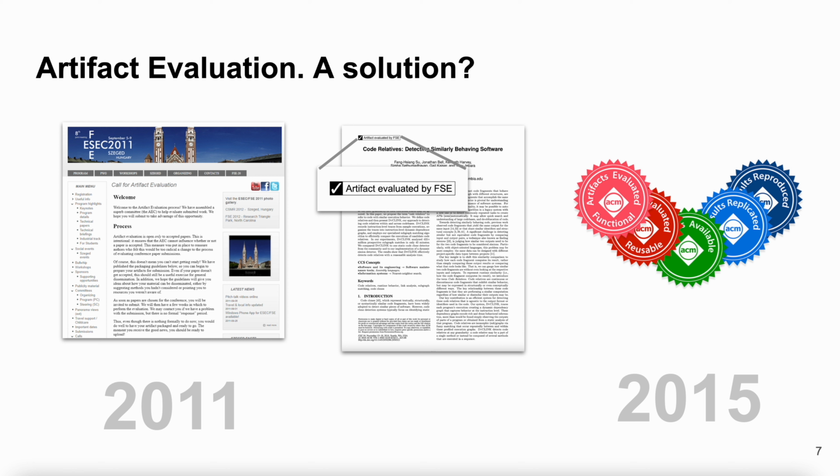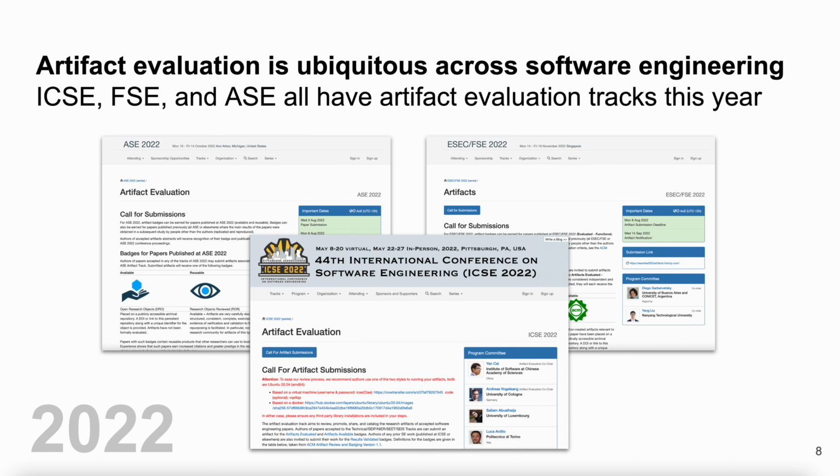In the years that followed, the ACM introduced its formal badging scheme that many of us are familiar with today, where papers that have successfully passed this process of artifact evaluation are awarded a badge. Fast forward to 2022, and now all three of the major software engineering conferences, ASE, FSE, and of course ICSE, have their own artifact evaluation track. This is great progress.